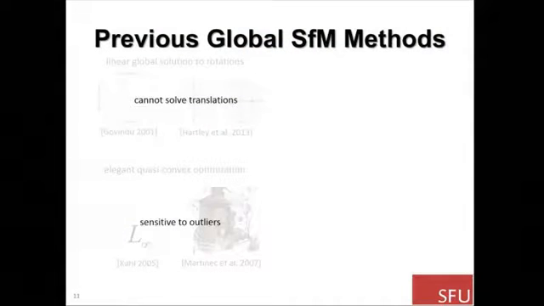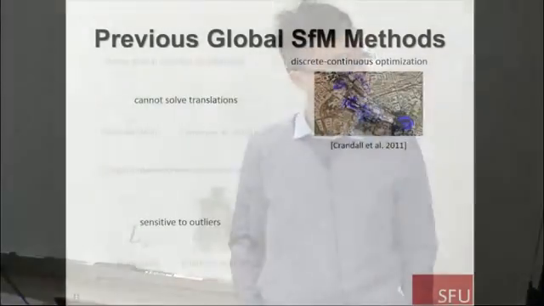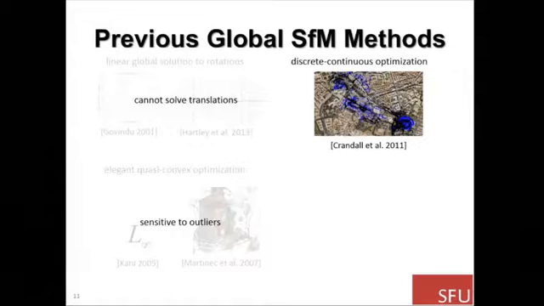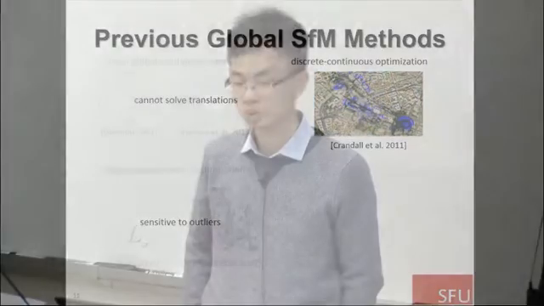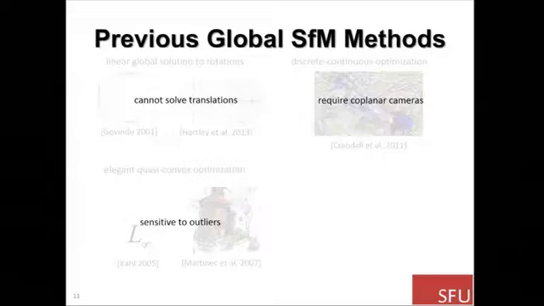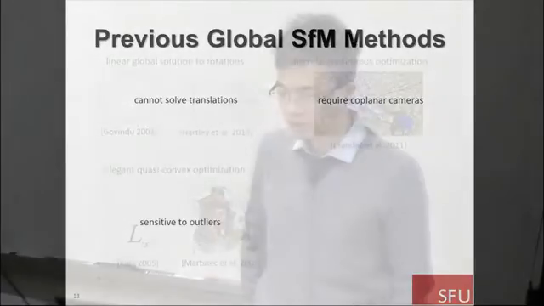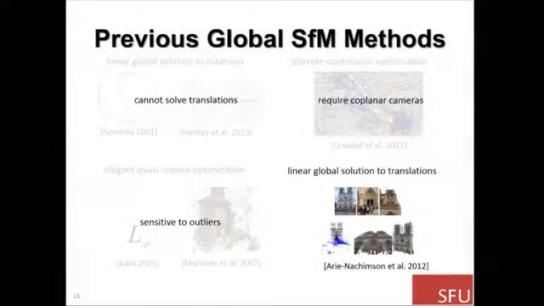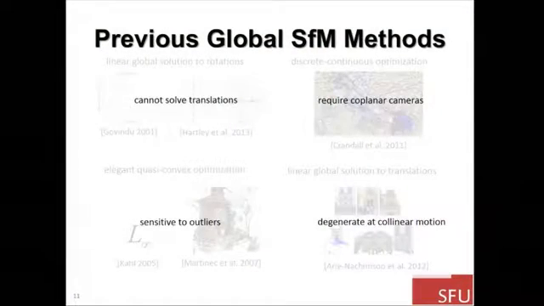Its result is very strong, but we all know the L infinity norm is sensitive to outliers, so it requires very careful outlier removal to work well on real data. And this work combines discrete and continuous optimization to solve the camera registration problem, but it is limited to cameras roughly on the same plane. This more recent work derived a linear solution for camera translations, yet it degenerates at collinear camera motion.